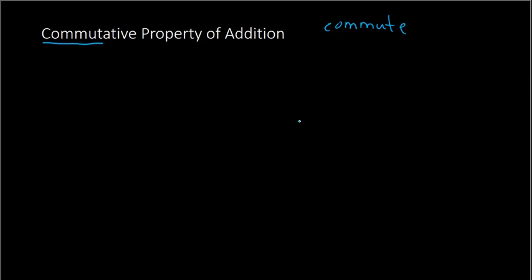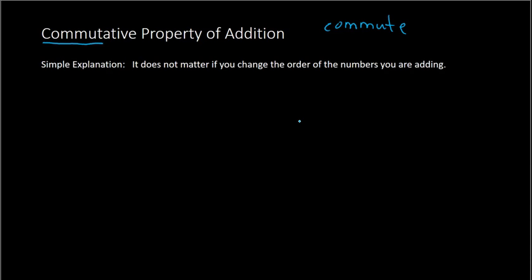So this property says that when we're adding, it does not matter in which order we are adding the numbers. So we can move the numbers and still have the same answer when you're adding. So using letters and math notation, we would say that A plus B equals B plus A. Meaning, it doesn't matter if A comes first or B comes first. We can move the numbers around and still get the same answer.